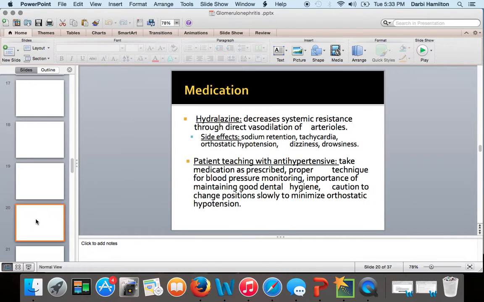Patients who are suffering from post-streptococcal glomerulonephritis, and having the effects of hypertension, taking antihypertensive medications, have some teachings. We take medications as prescribed, proper technique for blood pressure monitoring, importance of maintaining good dental hygiene, caution to change positions slowly to minimize orthostatic hypotension.